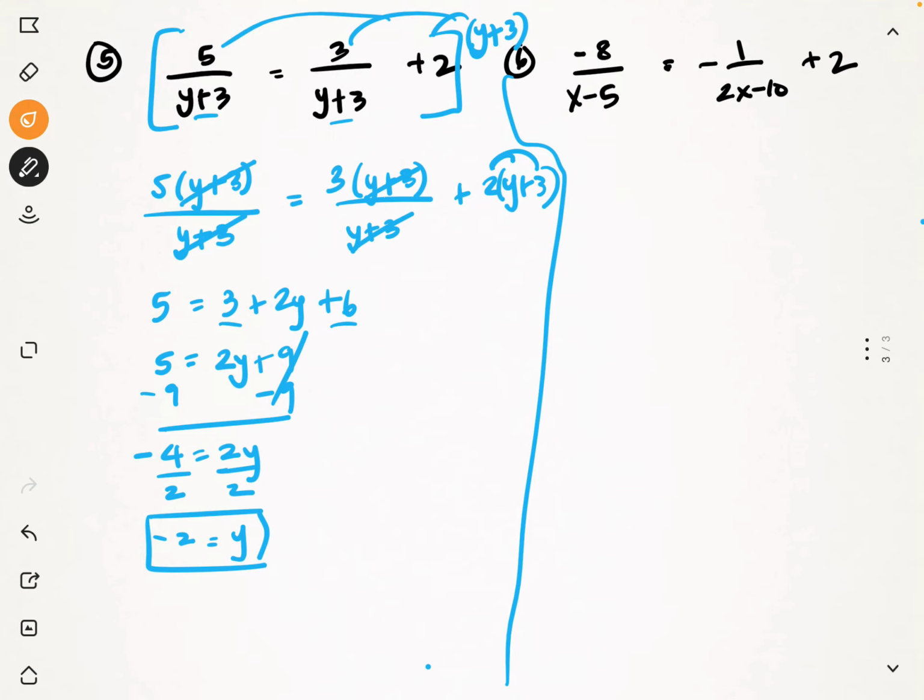Okay, and then the last example: negative 8 over x minus 5 equals negative 1 over 2x minus 10 plus 2. Be careful here. Remember that anytime we can factor something, go ahead and do that first. So we're going to rewrite this thing. And we're going to factor the 2x minus 10. We know that both of those terms are divisible by 2, so we can take our 2 out. When we do so, we're technically dividing by 2, so 2x divided by 2, we have our x left over, and then 10 divided by 2 is 5. So we have 2 parentheses x minus 5.